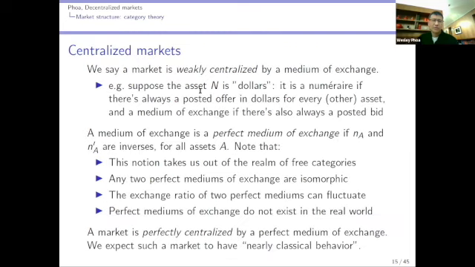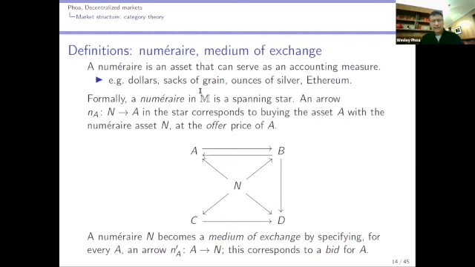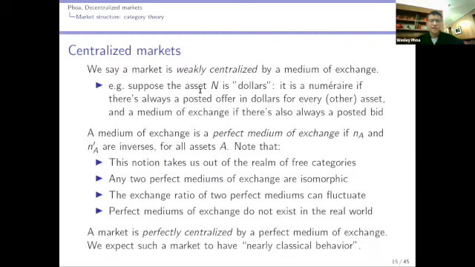And we could call a market weakly centralized if there's a medium of exchange. And if these two-way arrows are actually mutually inverse, then you could say that this was a perfect medium of exchange. Any two such are isomorphic. But that doesn't mean that their exchange ratio is static. That could fluctuate. And importantly, perfect media of exchange actually don't exist in the real world. So this is a very idealized situation.